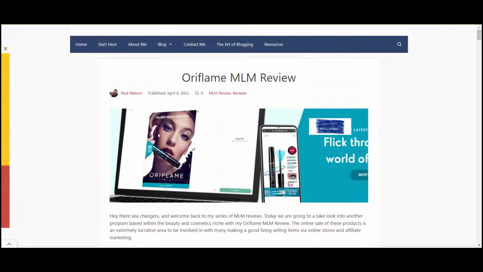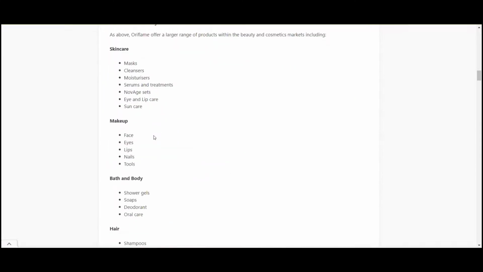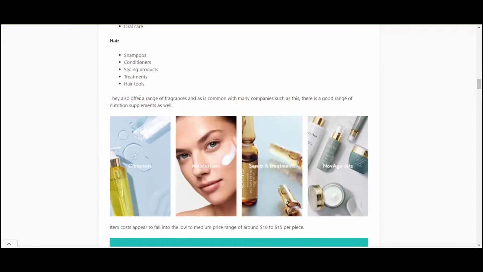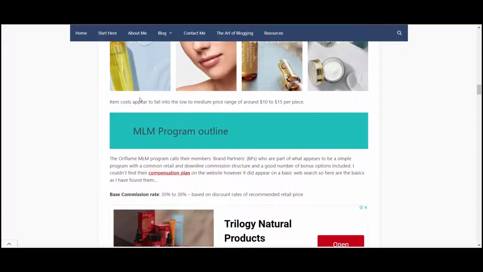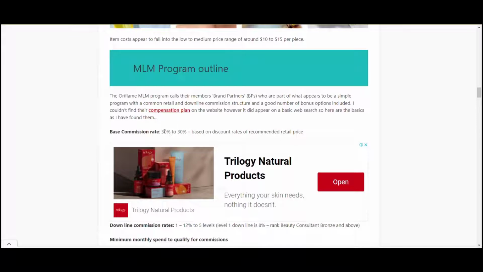Sorry, let's clear all this rubbish out of the way. So as we go through, you can see all the stuff that they've got there. And then we get into their program outline. Commission rate, we're going to narrow there. It's actually 20 to 30% based on the discount rates of recommended retail price. So as you sell products, you purchase them at 20% discount and up to 30% if you sell at a higher level. And then when your customers buy them for the recommended retail price, you get that 20 to 30% back.